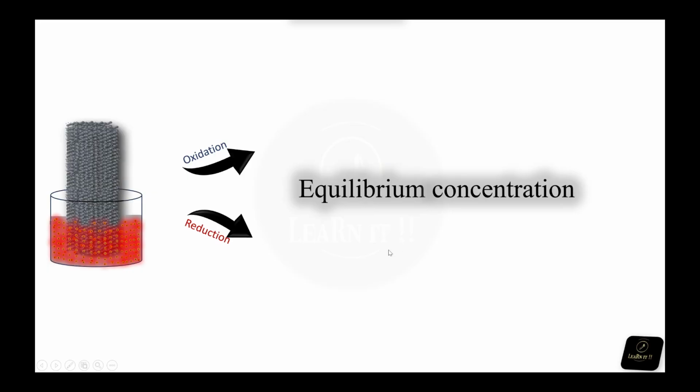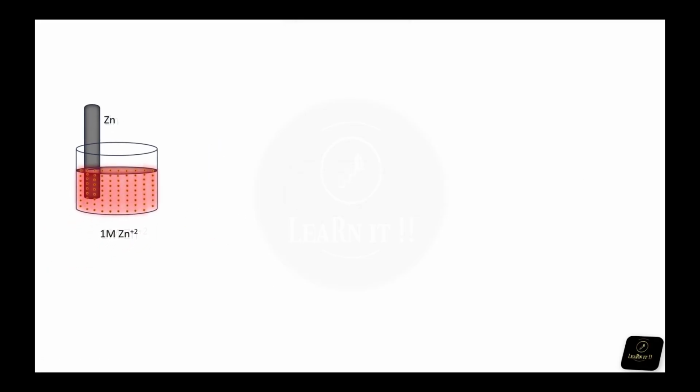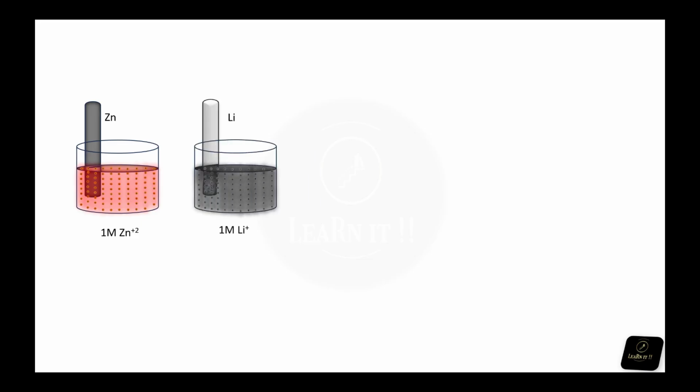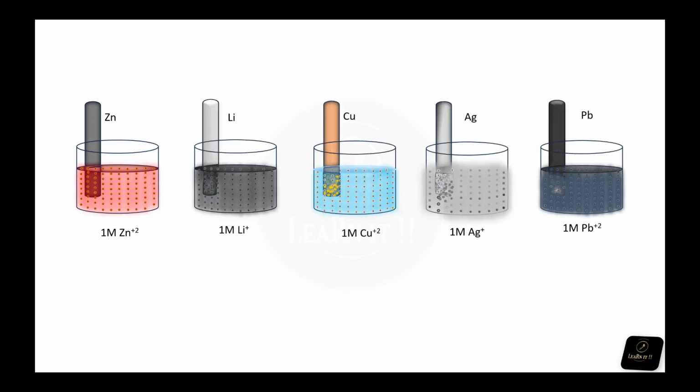So now the question comes: what if the concentration of the solution becomes 1 molar and we take different electrodes like zinc, lithium, copper, silver and lead? At this time, what will happen? These are called electrodes.